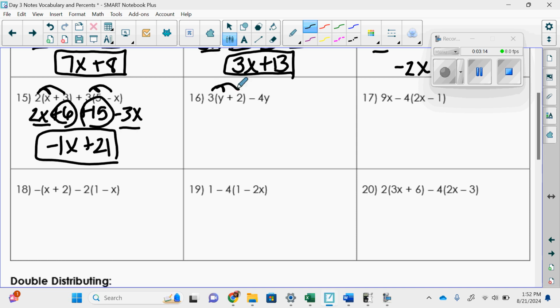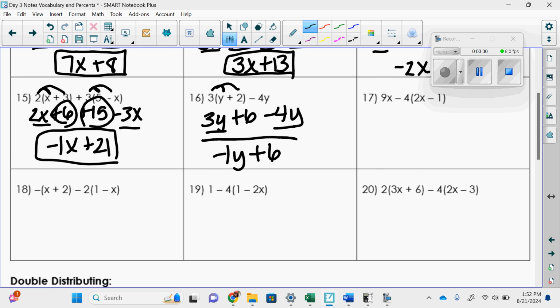16, distribute in that 3. We have 3y plus 6 minus 4y. Combine our like terms, 3y plus negative 4y, so positive 3y take away 4y, I'm left with 1 negative y, plus 6. Again, always write the y's first, the variables first. You did not need the 1 there. If you just wrote negative y plus 6, that's good too.